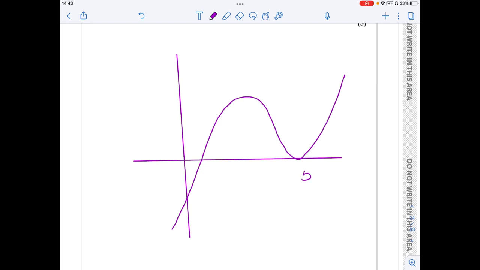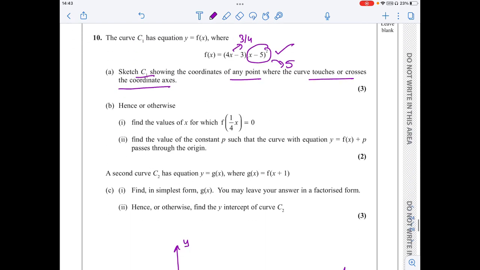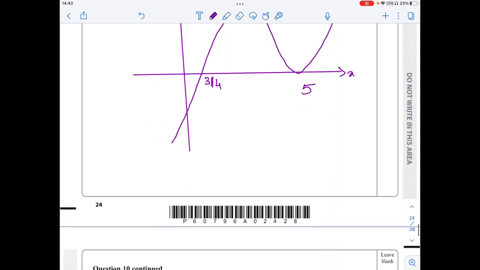So it bounces at 5 and passes through 3 upon 4. Now we need to know where it intersects the y-axis. So plug in x equals 0. It becomes 0 minus 3 times 0 minus 5 whole square, which is negative 75. So this value is going to be negative 75, and origin O.